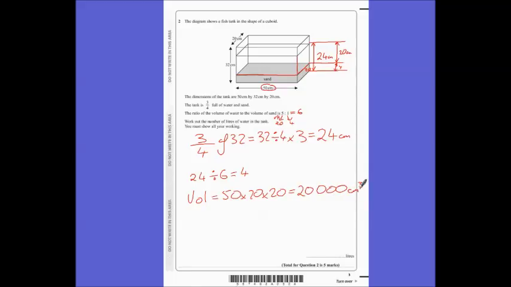Now it asks for the volume in litres. Now we need to know that 1 litre is 1,000 millilitres, and 1 millilitre is the same as a centimetre cubed, so that's the same as 1,000 centimetres cubed. So we need to do 20,000 divided by 1,000, which is 20 litres.